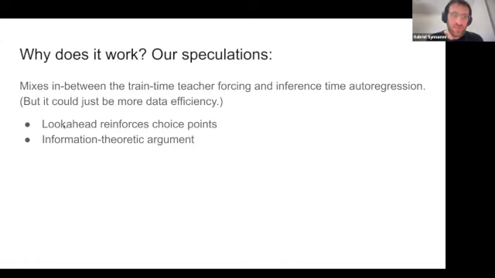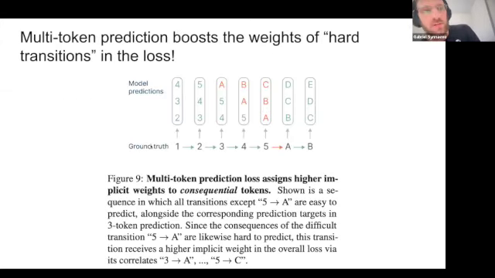And so it could also be more data efficiency, and we have a bunch of data points showing that the impact may be more on the data efficiency of training with this loss. We have two discussions in the paper: one on how look ahead reinforces choice points, which I'm going to go into now, and then an information theoretic argument for why this works better. So multi-token prediction boosts the weights of hard transitions in the loss.